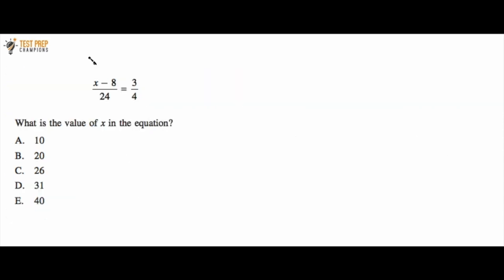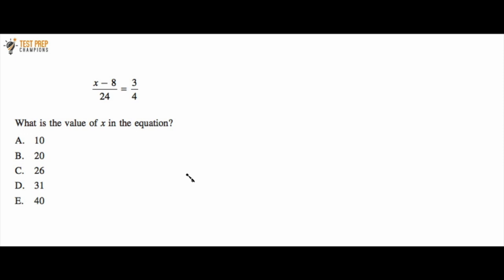So here we have x minus 8 divided by 24 equals 3 over 4, and the question is, what is the value of x in the equation? So now would be a good time to have you pause the video, try to figure this out, and then when you're ready, we'll go over the answer.